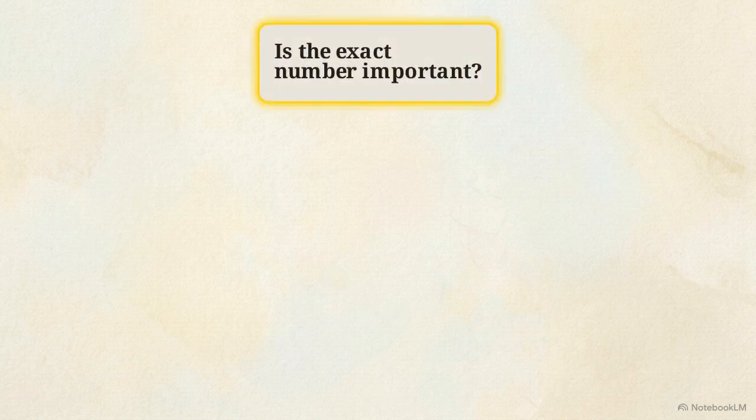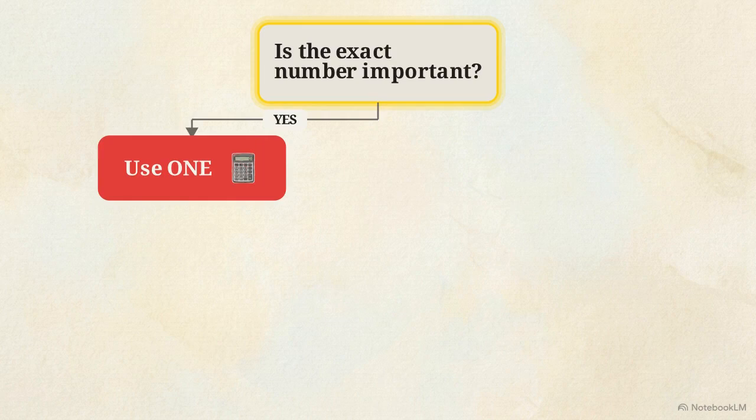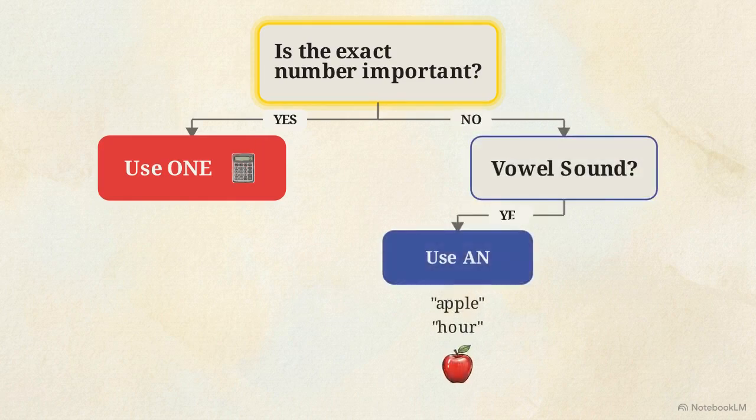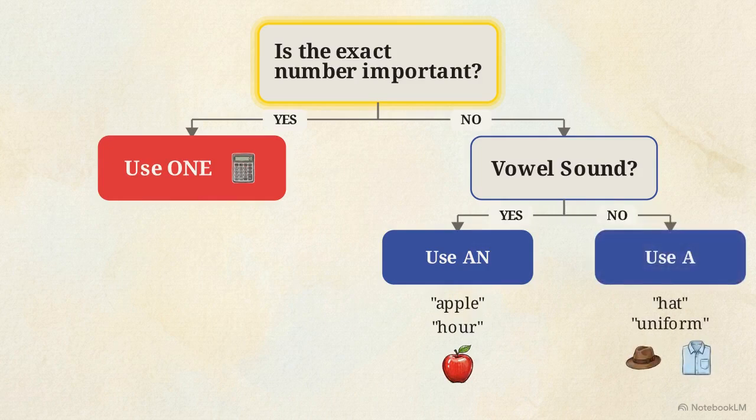This flowchart maps out the entire decision process. Your first question is whether the exact number matters. If yes, use one. If no, check the sound. Vowel sounds take an, and consonant sounds take a.